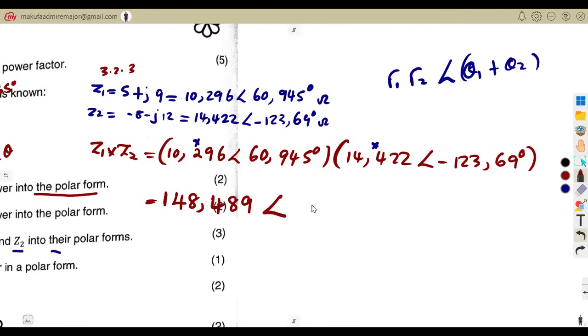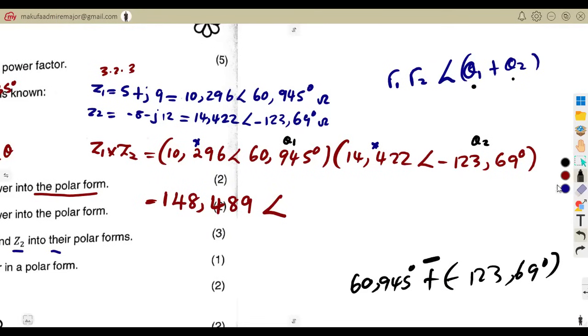If you multiply those numbers, you're going to get 148.489. The angle now, you add theta 1, theta 2. This is our theta 1. This is our theta 2. We add. So it was supposed to be 60.945 plus minus. Okay, there's a minus 123.69 there. You're supposed to do it. So plus and minus is going to give you a minus, definitely, guys. So it's 60 this minus this. And the answer was going to give you minus there.